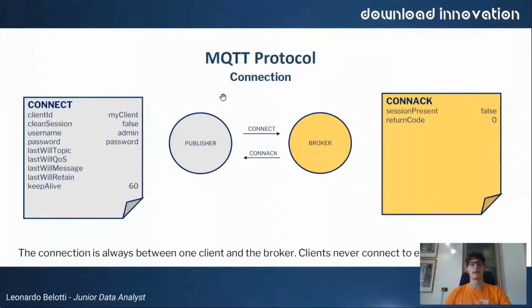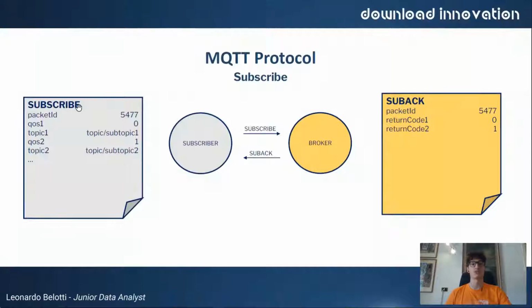Now let's see another type of message. We have the subscribe message. That is the message that is sent by the subscriber to subscribe to specific topics. It has a packet ID and a list of topics and the corresponding quality of service. It gets an acknowledgement as a response with the same packet ID to be identified as the response to this subscription, and the corresponding return code. So 0 if quality of service is 0, 1 if it is 1, 128 if there's an error.